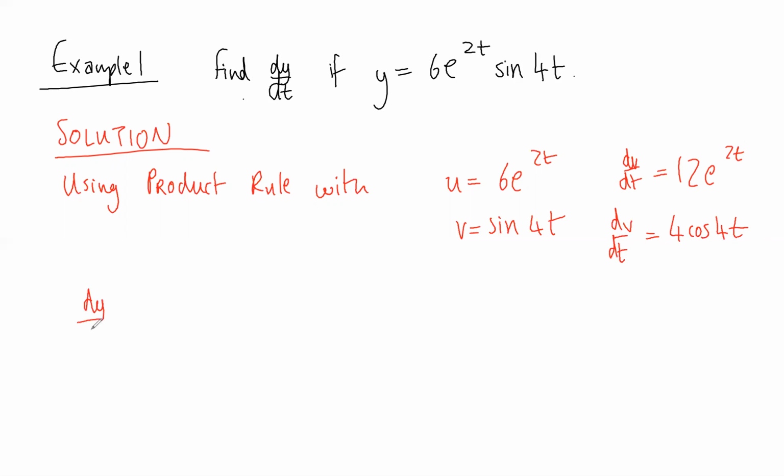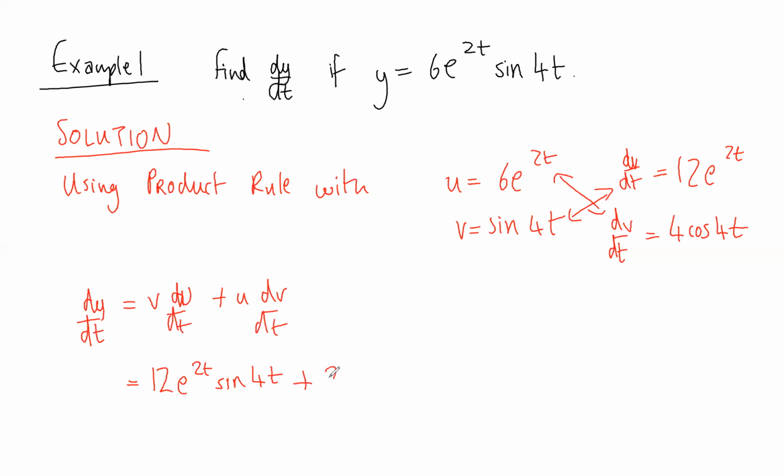So putting it together, dy by dt is v du by dt plus u dv by dt. If you write them the way I have, then it's kind of like cross multiplying. So it's 12e to the 2t sine 4t. It's just nicer to write the trig term at the end, plus 24e to the 2t cosine 4t. So it's quite a long expression, but that's it. You could factorize out the 12 and the e to the 2t, but you're not really getting anywhere with that.